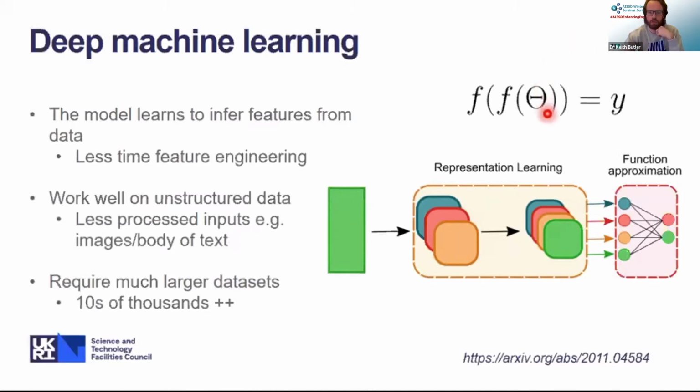So now you've got your original image, which is this theta here, and you've got some kind of function of that. That's your representation learning. And then the final value is a function of that function of theta. This tends to require much larger data sets, so thousands to tens of thousands, but you can then work on much less structured data.